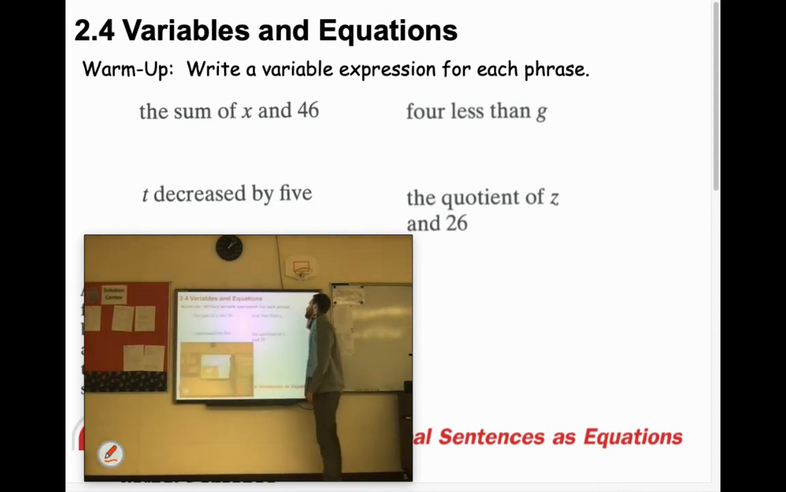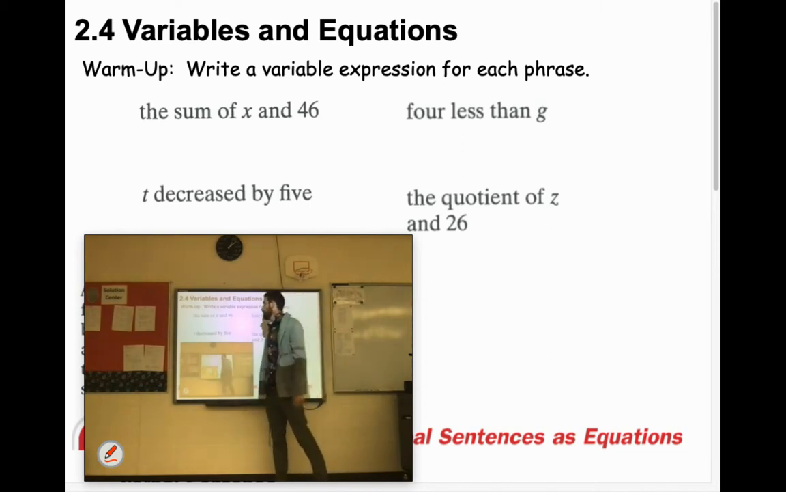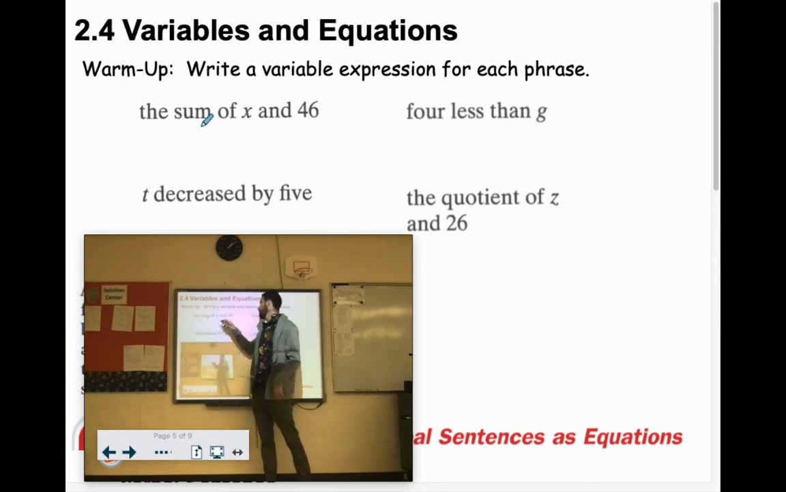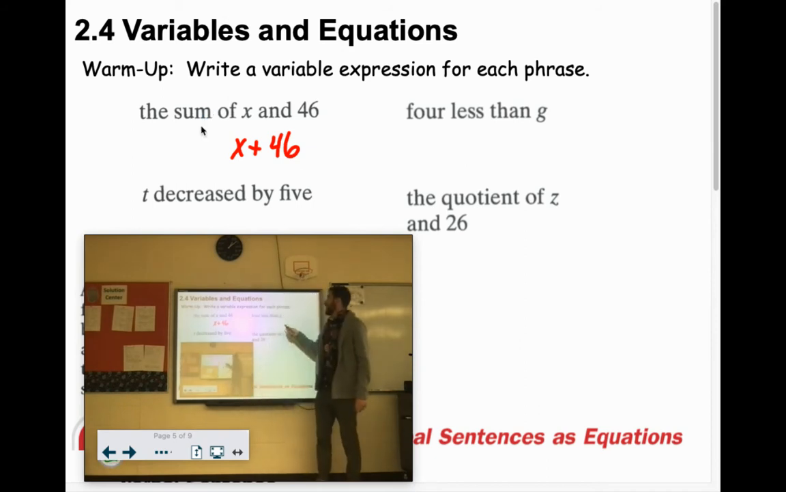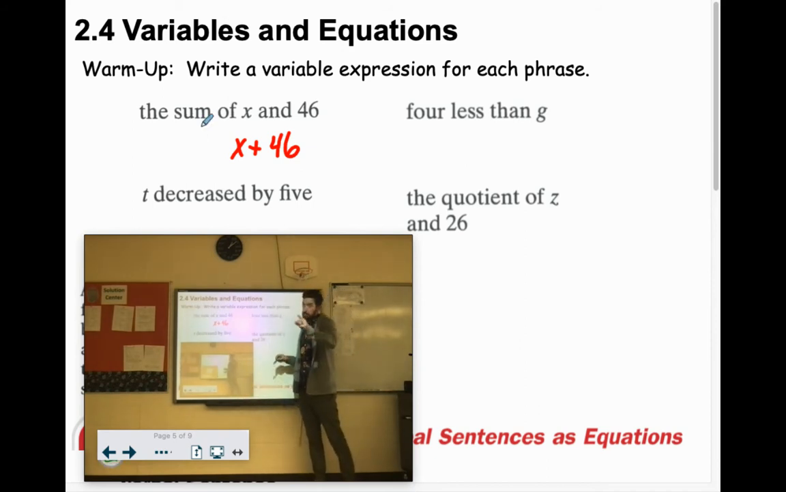Write a variable expression for each phrase. Man, good thing we did this last unit. The sum of x and 46. Sum means addition, so x plus 46. Sweet. 4 less than g. This one we had a star next to because you have to flip the order. This would actually be g minus 4.